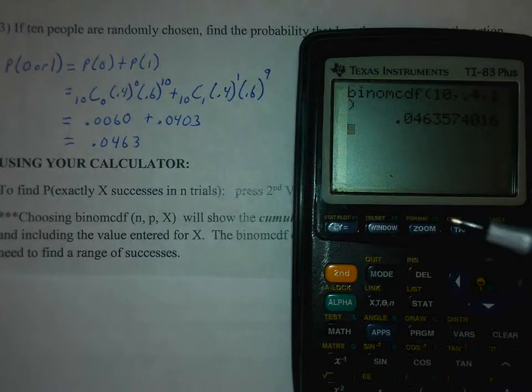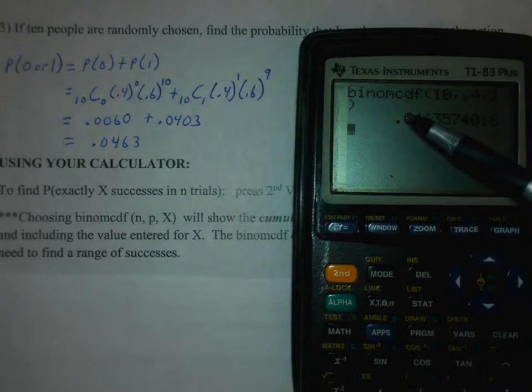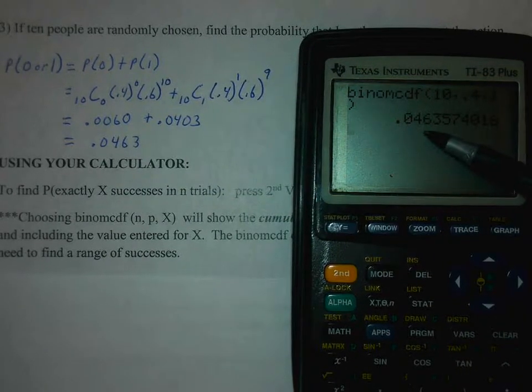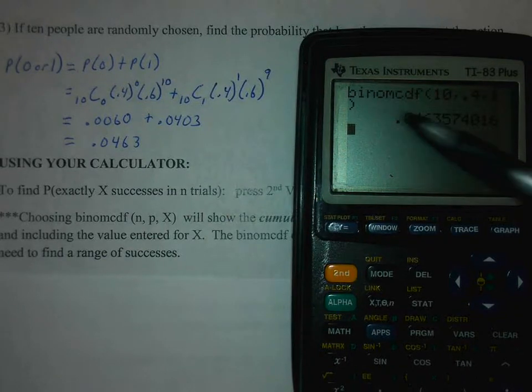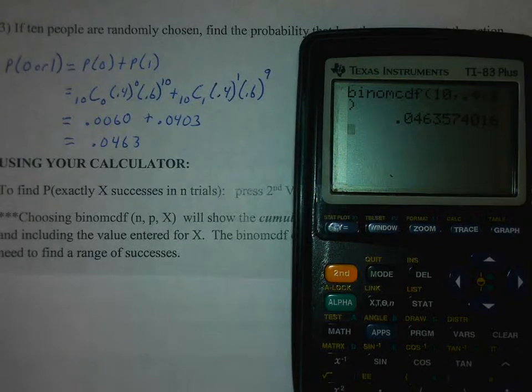Now, the Binomial CDF on your calculator is a little more exact than what I rounded to here. Okay, so 0.0464 is what your calculator would round it to. I have 0.0463. Okay, but very close to the same probability.